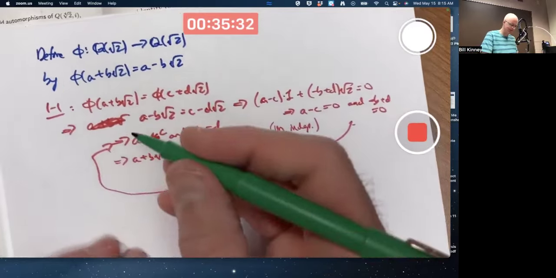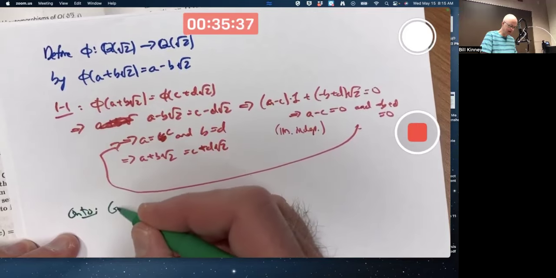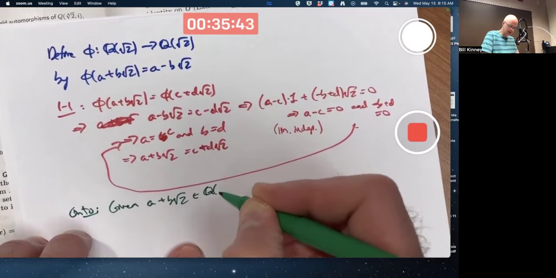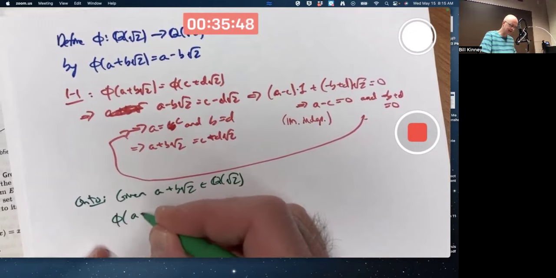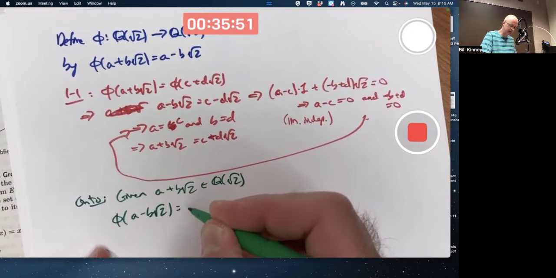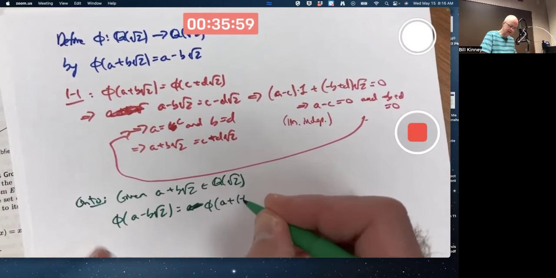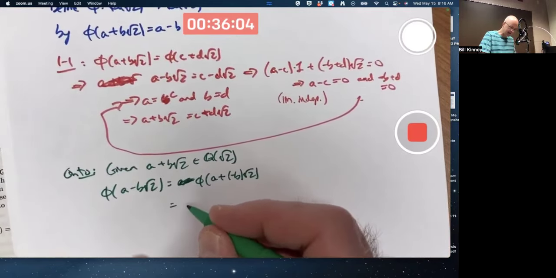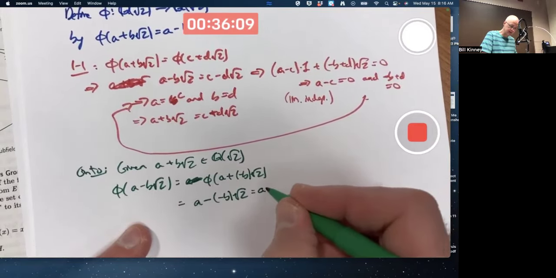Is it onto? Given a plus b root 2 in Q of root 2, can I find what gets mapped to it? Yeah, a minus b root 2 will get mapped to a plus b root 2, because a minus b root 2 is the same as a plus negative b root 2. That gets mapped to a minus negative b root 2, which is the same as a plus b root 2.